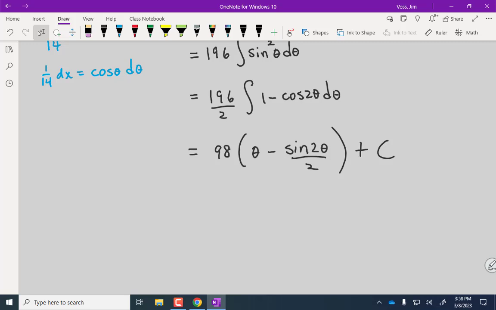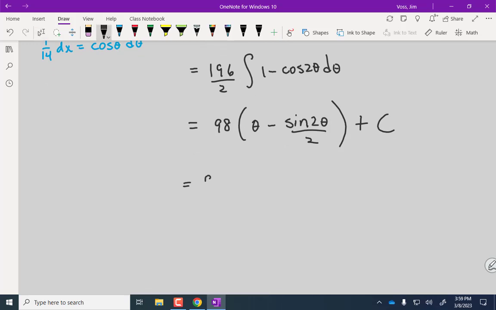Now, sine of 2 theta, we do not have any information on 2 theta. So we have to use a trig identity to get rid of that sine 2 theta. We need everything to be sine or cosine of 1 theta. So what identity do we use? Is it the 2 cosine sine? Sine of 2 theta, the double angle identity for that is 2 sine theta cosine theta.